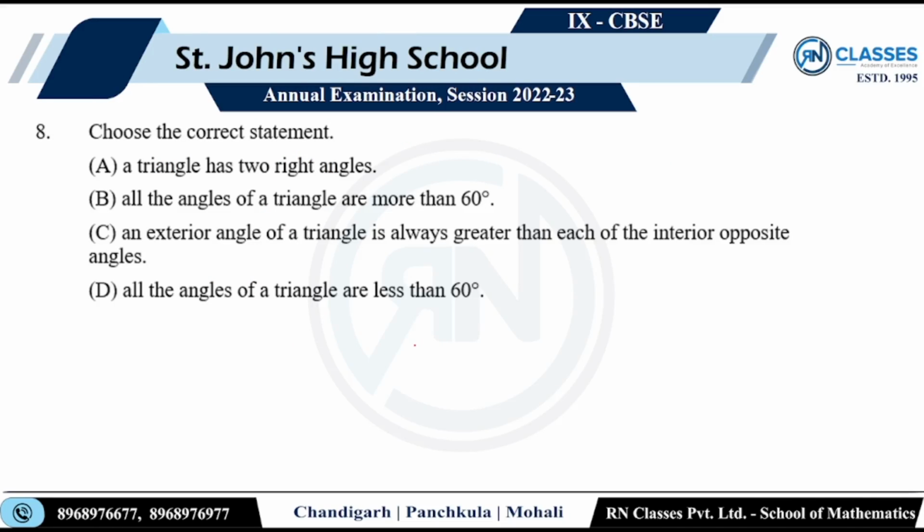Choose the correct option. A triangle has 2 right angles. यार एक ट्राइंगल के अंदर 2 राइट एंगल्स हो सकते हैं. सम 2 का ही सम 180 हो गया. तीसरे का सम, तीसरा एंगल क्या हुआ? 0. क्या ऐसी ट्राइंगल पॉसिबल है?